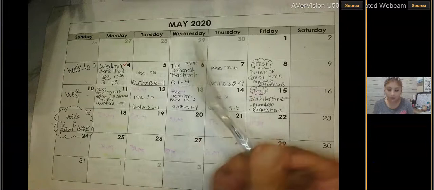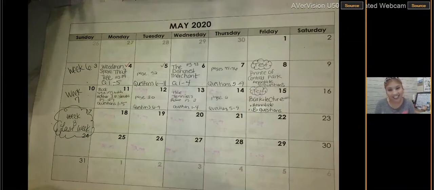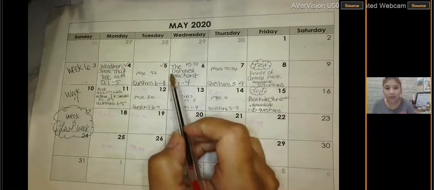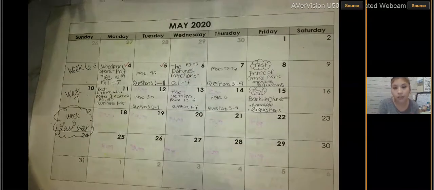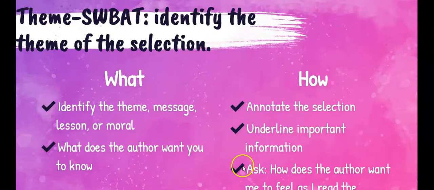Okay, so today we're going to be working on, so we finished our Tuesday's lesson, we're on Wednesday. So today we're going to be working on the dishonest merchant, which is on page 73. And we're also going to be doing, after you've annotated, questions 1 through 4. Okay, so let's go ahead and read today's objectives.